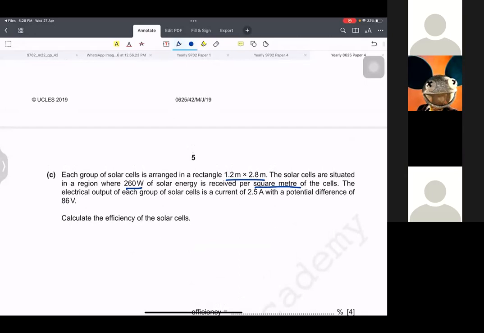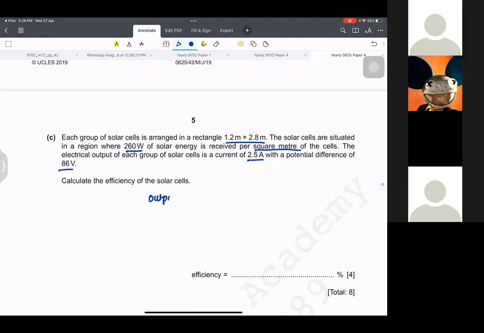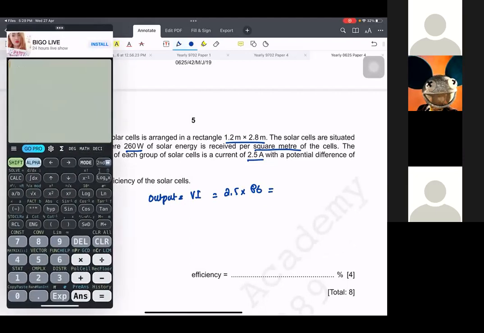Okay. And the electrical output of each solar cell is 2.5 ampere. Potential difference is this. Calculate the efficiency. So first we'll look for the output. Output energy is VIt. And the time, did they give us the time? Okay, so we can use power only. So output power will be 2.5 times 86, 215 watts.